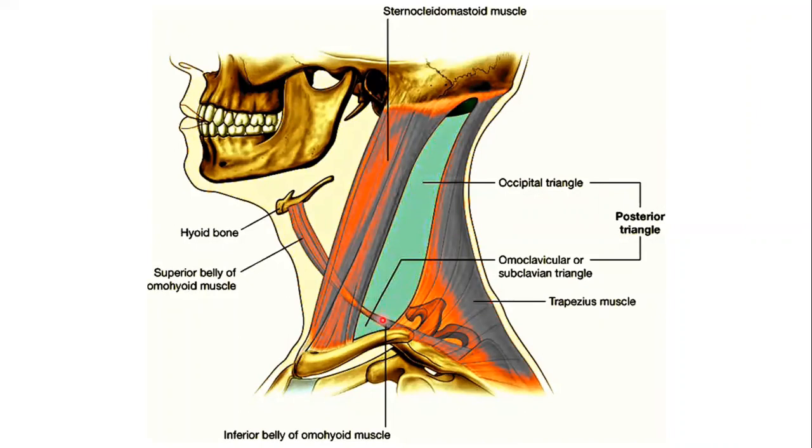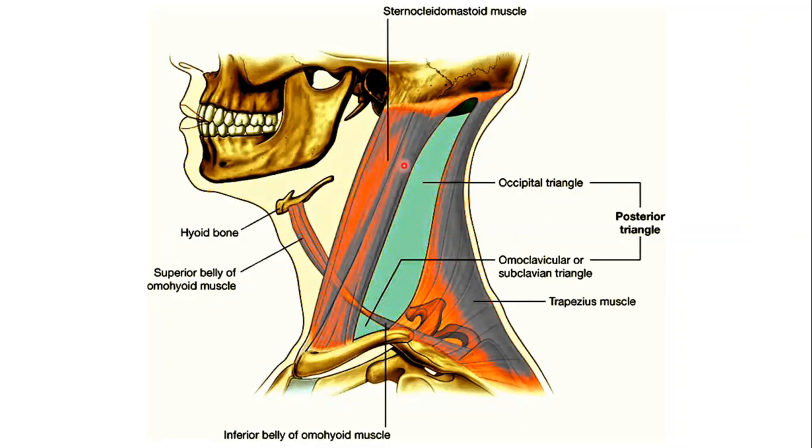Below this omohyoid is the second part of the posterior triangle, the omoclavicular or subclavian triangle. The subclavian triangle owes its name to the presence of the third part of the subclavian artery, which is present over here. These are the two parts of the posterior triangle, occipital and subclavian. This is the layout of our posterior triangle.